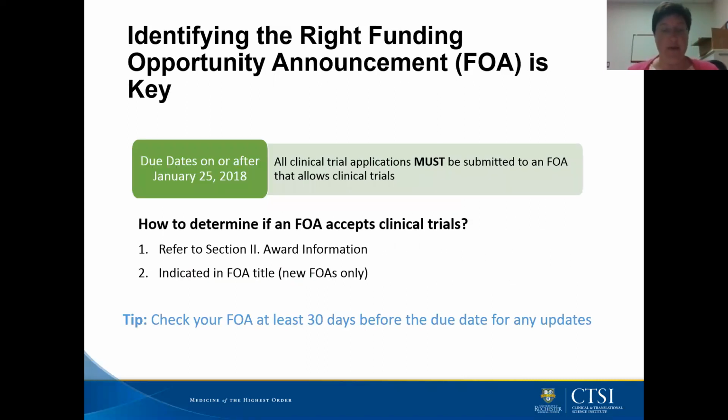The new requirement to submit an FOA for clinical trials is effective January 25th, 2018. Check Section 2 of the award information to determine if the FOA you have selected accepts clinical trials. New FOAs that are released in the future will indicate in the title if it allows clinical trials. And as always, be sure to check your FOA for updates at least 30 days before the due date.